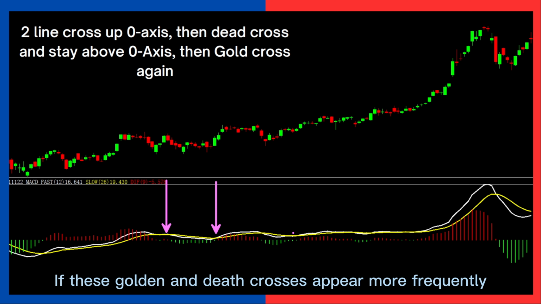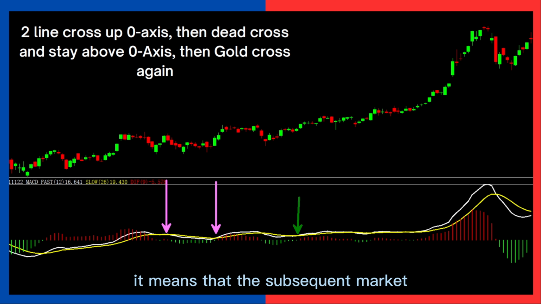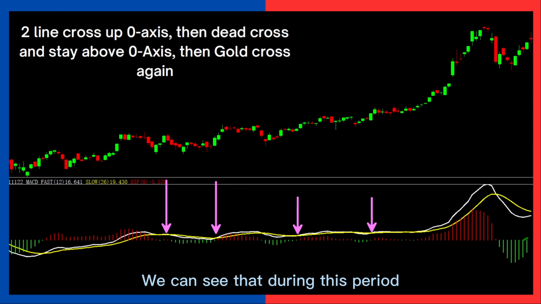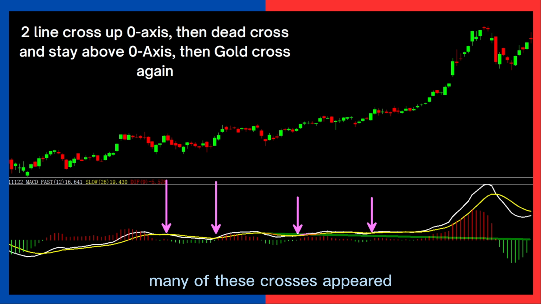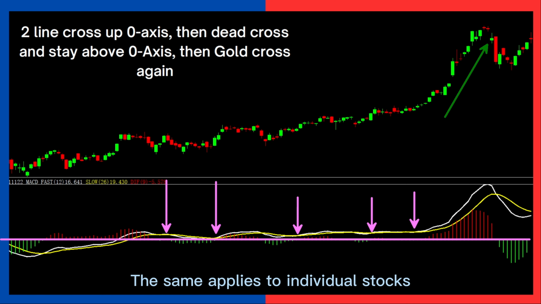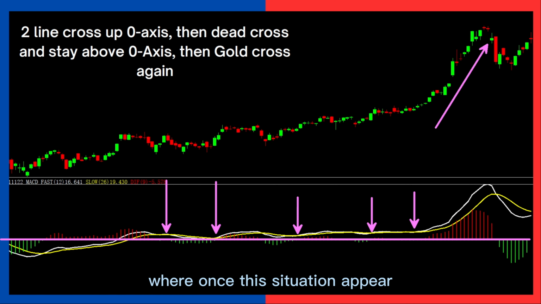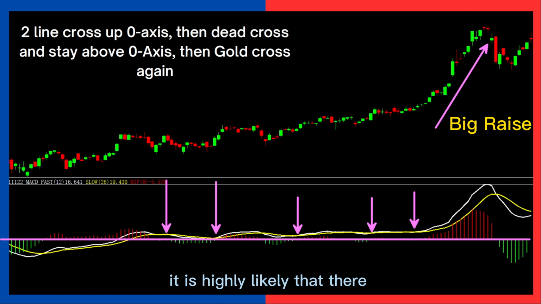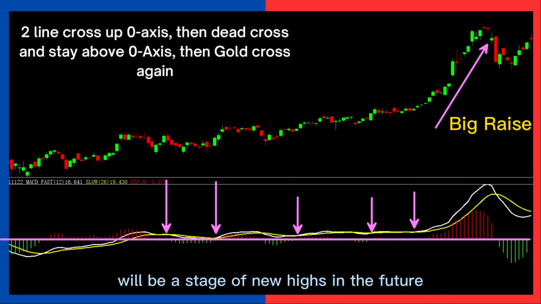If these golden and dead crosses appear more frequently, it means that the subsequent market trends will be even greater. We can see that during this period, many of these crosses appear and a large-scale market trend forms. The same applies to individual stocks. Once this situation appears, it is highly likely that there will be a stage of new highs in the future.